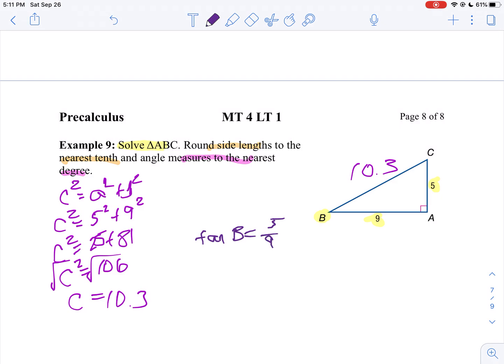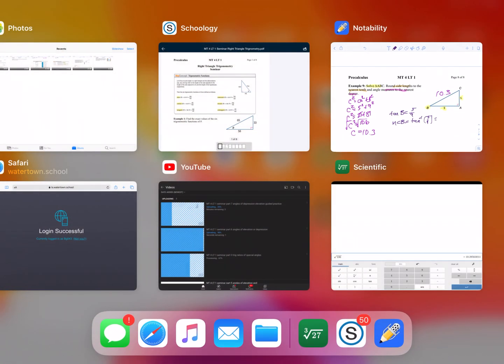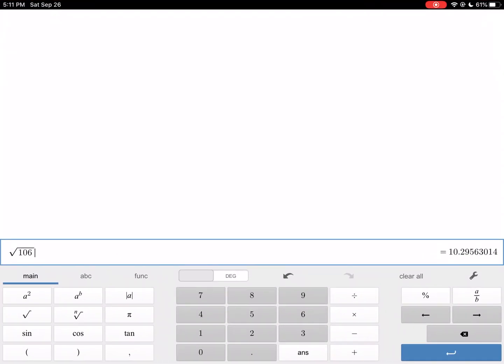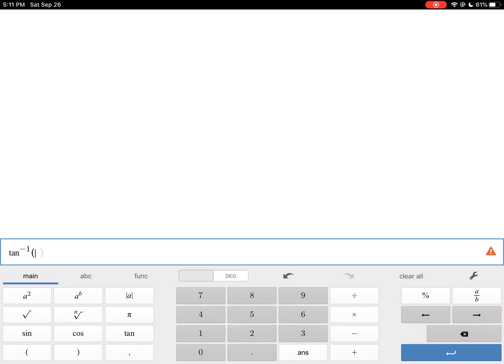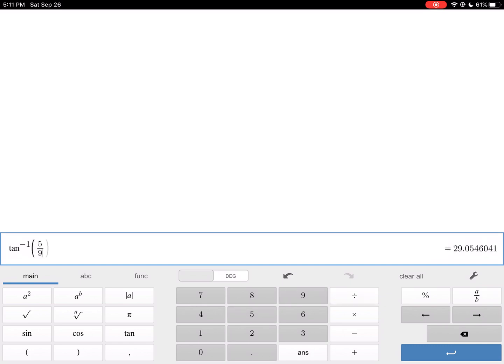To find the measure of angle B then, that'll be the inverse tangent of 5/9. And we'll round this to the nearest degree. So if we take the inverse tangent of 5 divided by 9, we get 29 degrees.